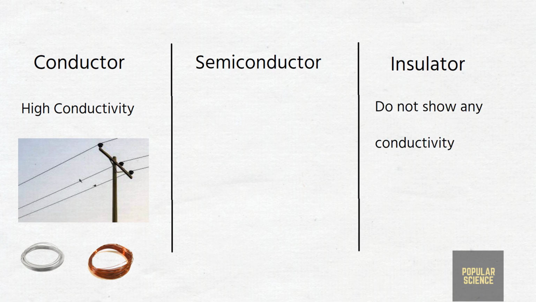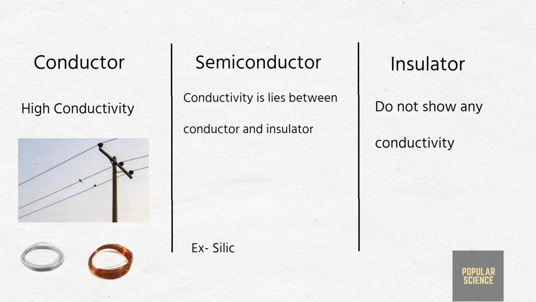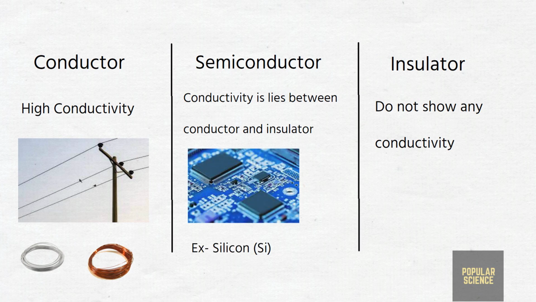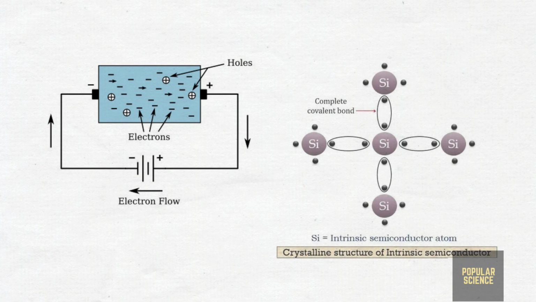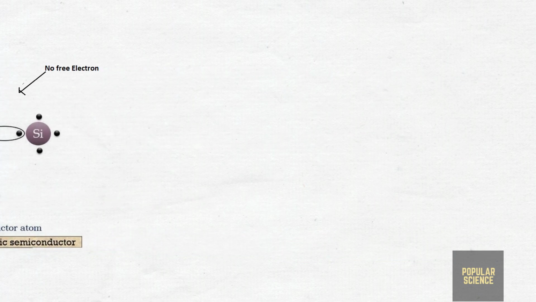Insulators do not show any conductivity. And most importantly, the conductivity of semiconductors lies between these two, conductor and insulator. So semiconductors have a conductivity which is greater than insulators but less than conductors. Current flow in a semiconductor means flow of electrons and holes inside the semiconductor. In a pure semiconductor, the number of free electrons is very small. As a result, pure semiconductors have minimum conductivity.